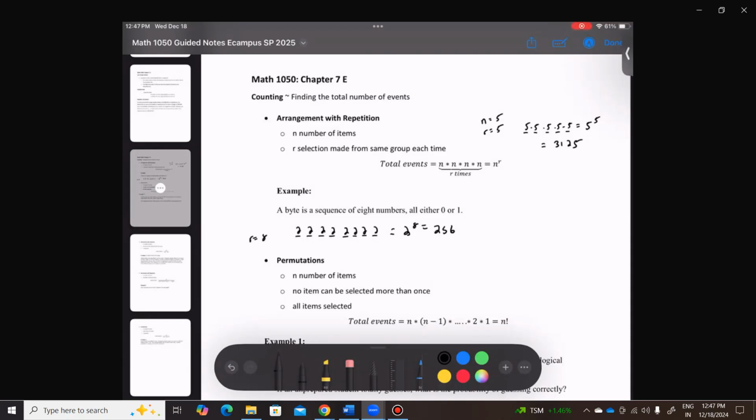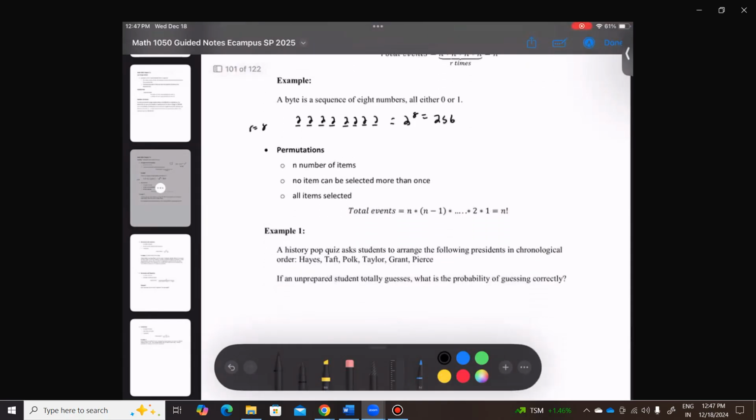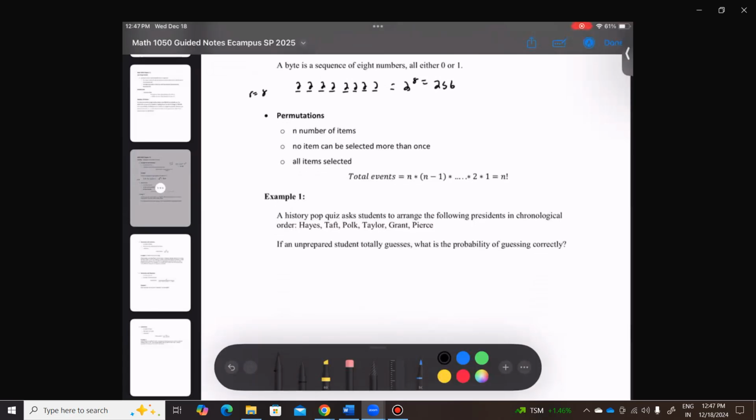Now we have what's called permutations. And this is n total number of items, and no item can be selected more than once. And the order in which they are selected matters.